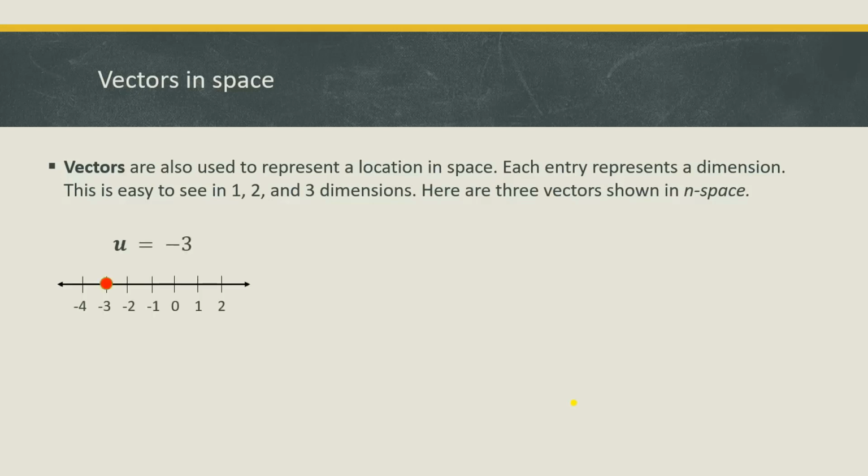So if a vector has 1 dimension, like this one, we look at it in 1 space or in 1 dimension. The vector u has only 1 entry, it's -3. We can see it on a single axis or a single dimension. It's simply a point at -3.